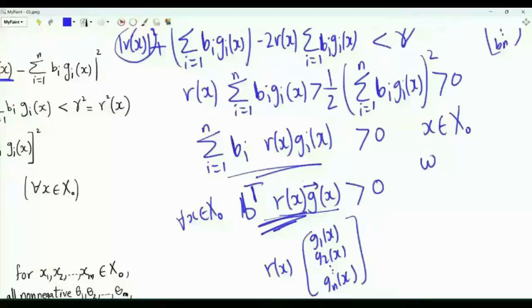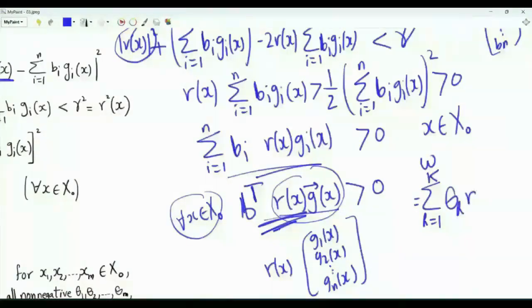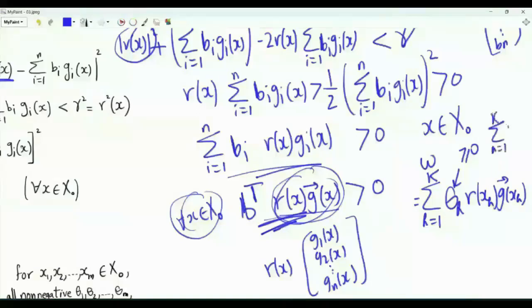Suppose that you have vector w in the convex hull of those vectors. Vector w is equal to summation small k from 1 to big K, theta k, and then those vectors are r of xk, g arrow of xk. This is a convex combination because we are saying that w is in the convex hull of those vectors. A convex combination is a linear combination in which those coefficients are greater than or equal to 0, but their sum must be equal to 1. And if the sum is equal to 1, it means that at least one of those coefficients is strictly positive.